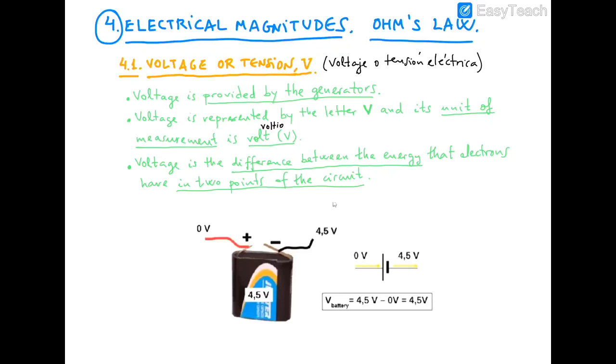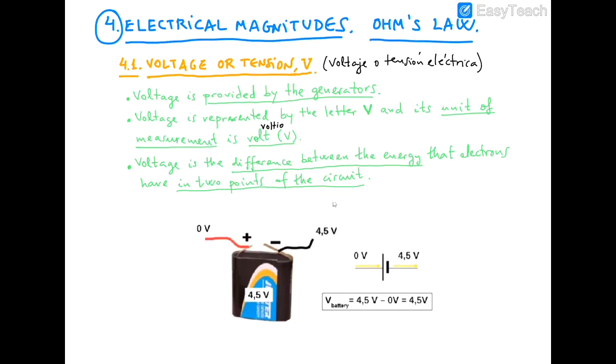Hi students, this video is about the fourth point in the unit, and we are going to deal with electrical magnitudes and Ohm's law. The first electrical magnitude is voltage or tension. We represent it with the letter V, and the unit for measurement for this magnitude is volt, voltio in Spanish.